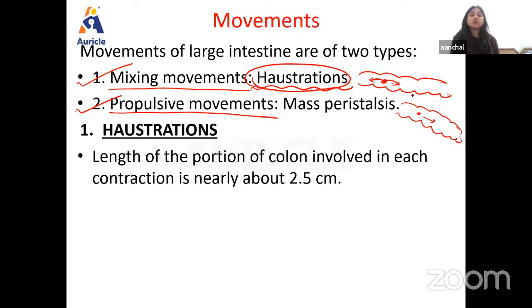The name of the propulsive movement is mass peristalsis. Now we're going to learn both the movements in detail. In haustration, the length of the portion of colon involved in each contraction is nearly about 2.5 centimeters.